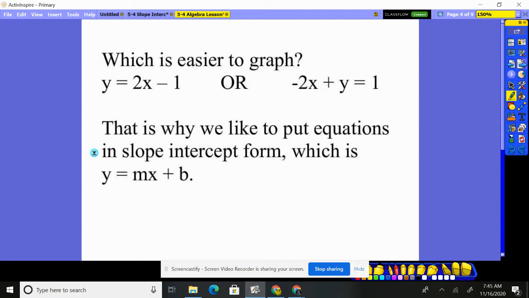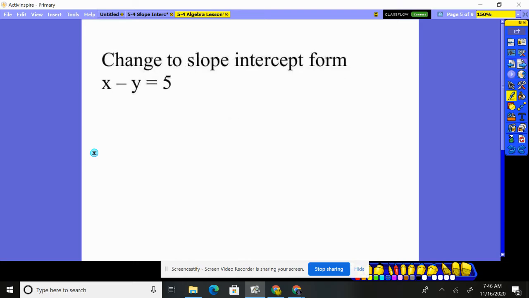So think about it. What's easier to graph? y equals 2x minus 1 like we just did? Or what if I said, hey, -2x plus y equals 1, graph that? Well, you'd probably have to make a T-chart and figure things out, or you could rearrange it to get it in slope-intercept form, which is what we want to do. So let's take a look.